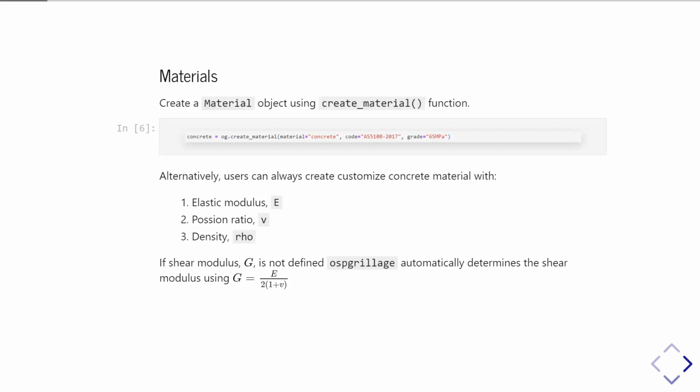As an alternative, if you don't want to use these codified materials, we also allow you to create custom material and define custom material properties. The main three properties that you need to define are E, elastic modulus, Poisson ratio, V, and density. What OSP Grillage will do is take in these properties and wrap around OpenSees material to create the appropriate material for your custom material properties. So that's the simple step of creating a material.